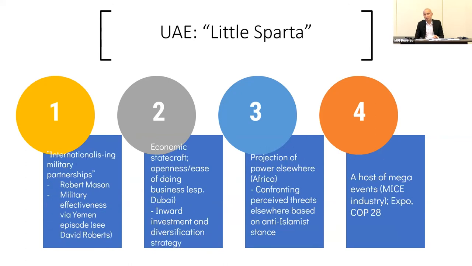UAE, and I mentioned earlier the military capabilities that it has, and it was branded Little Sparta by The Economist, signifying that it's punching above its weight. And I already talked about internationalizing military partnerships. One of the reasons that it has diversified its military cooperation arrangements is to put its eggs in different baskets. That is also evidenced by its abstention in the UN Security Council earlier this year when the Russia-Ukraine crisis broke out.